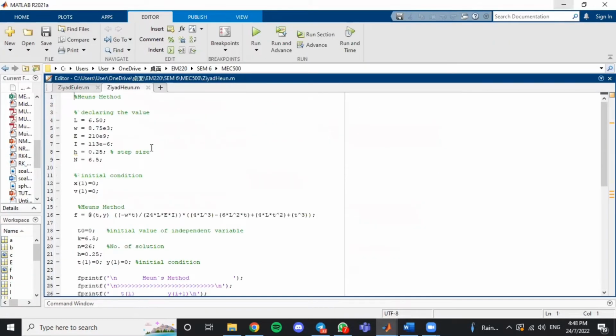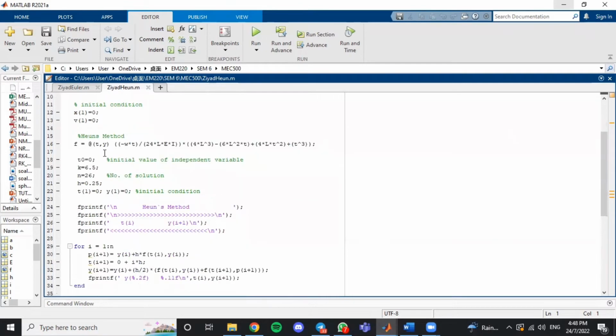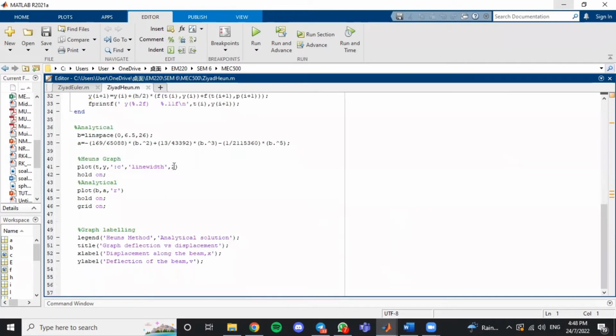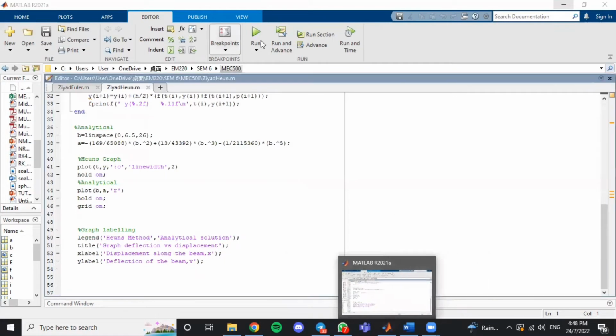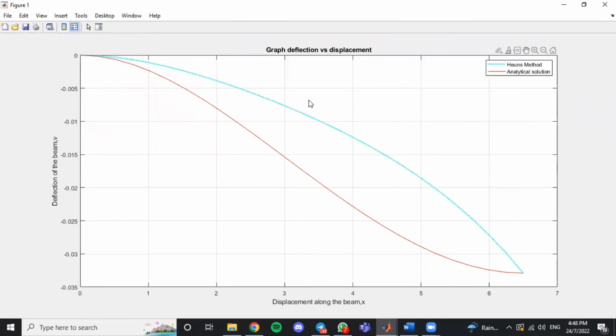And we move on to Heun's method. This is the coding for Heun's method: the values of the equation, the initial condition, the call of the function or equation, and the loop for Heun's method. And this is the coding for the analytical graph, Heun's graph, and labeling. So we try to run this. So this is the graph for Heun's method. As you can see, the graph of deflection versus displacement.